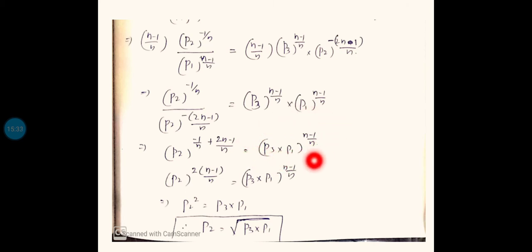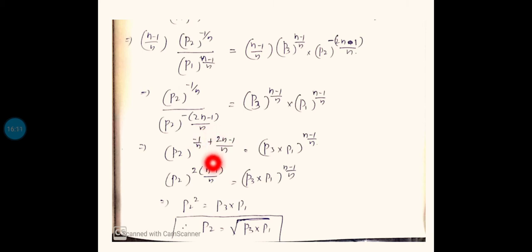So the right side becomes P3 into P1 into (n minus 1) by n. Talking about the left side, here it is P2 raised to minus 1 by n, and here it is P2 raised to something. So I can take this P2 raised to minus of (2n minus 1) by n to the numerator side. The negative sign goes out while moving from the denominator to the numerator. So what happens is P2 raised to minus 1 by n into P2 raised to (2n minus 1) by n.